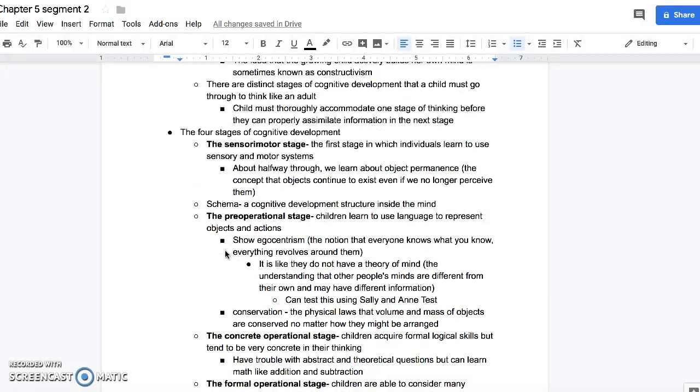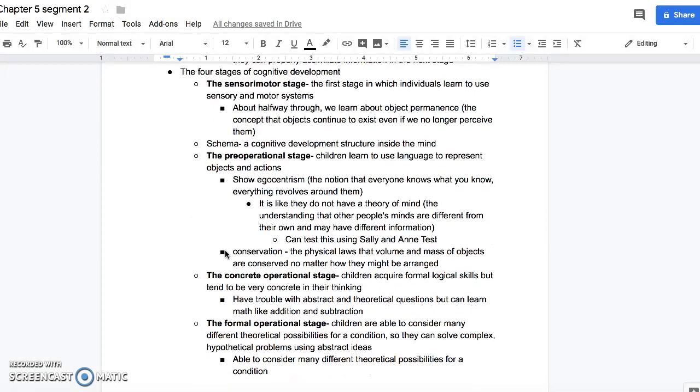So now, Piaget has 4 stages of cognitive development. The first stage is called the sensorimotor stage, and it's the first stage in which individuals learn to use sensory and motor skills.